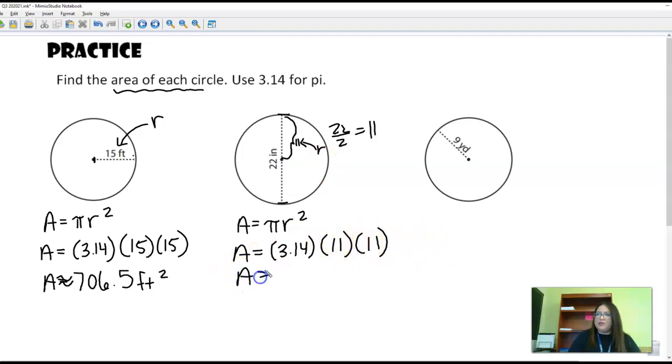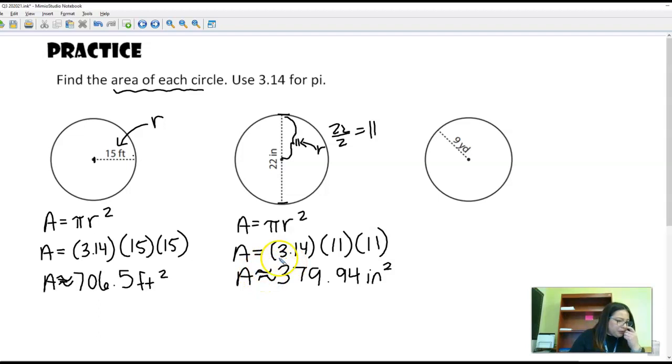Okay, so let's type it into our calculator. 3.14 times 11 times 11. And that is going to give us 379.94. And this is area, inches times inches, so inches squared. And that's going to be our approximate area.